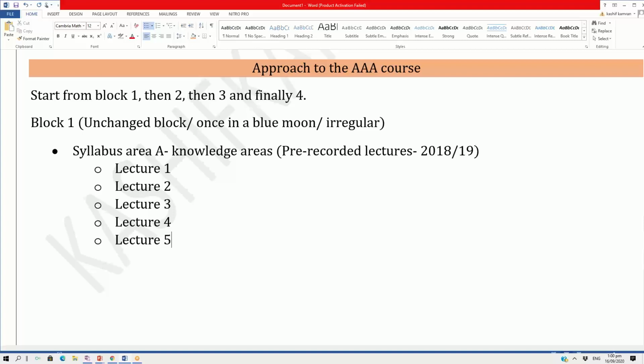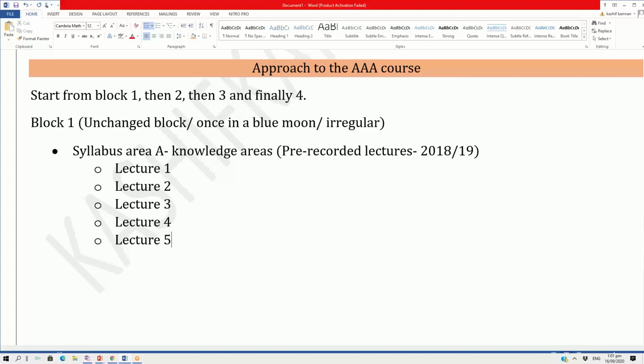This is a block where you just need to re-explore your AA knowledge, and there might be some new topics. This block does not keep updating every time. Block 2, block 3 and block 4 need updations. For those blocks, you will be getting my new lectures, which will be recorded on a weekly basis from now onwards and shared with you.